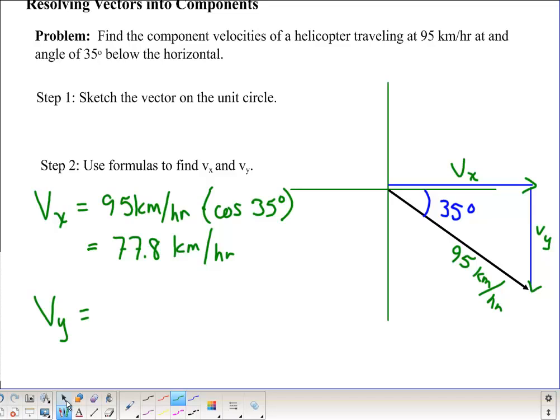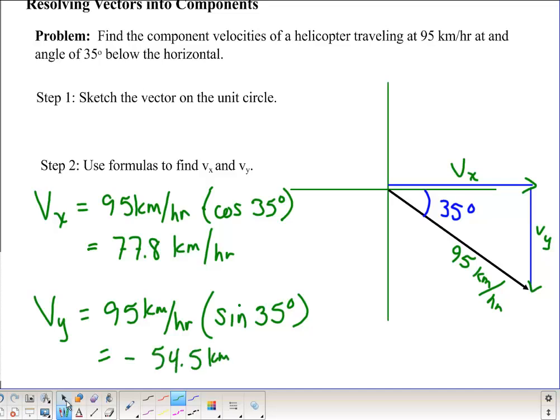Vy, or the vertical component of this particular vector, at least visually on this graph. Again, I'm going to use the hypotenuse, and this time I want the side that's opposite my angle, my 35 degrees. So the trig function is sine. I set it up the same way, 95 kilometers per hour times the sine of 35 degrees. And this time I get negative 54.5 kilometers per hour.